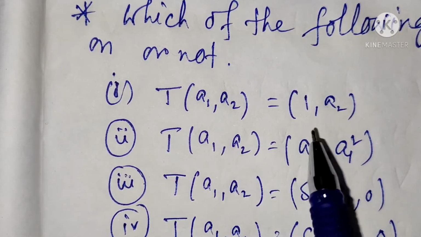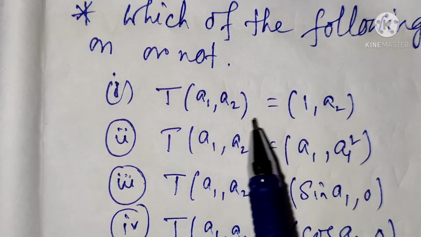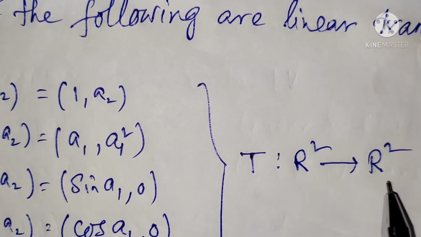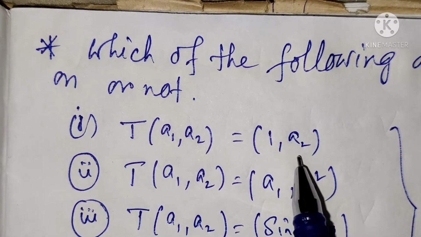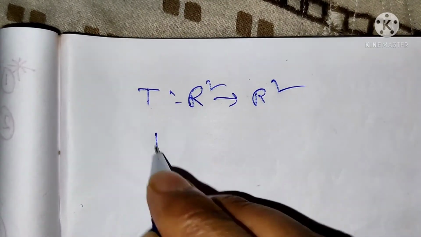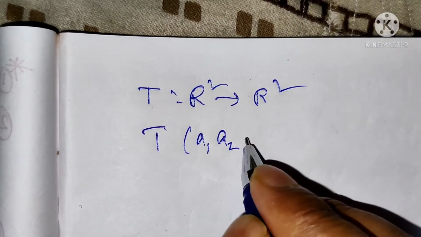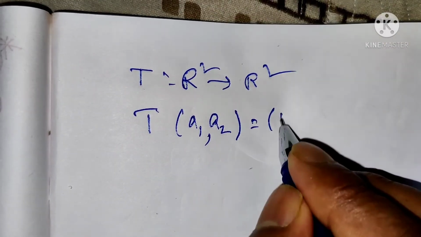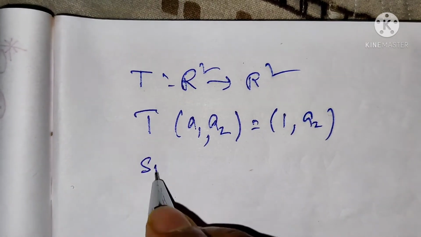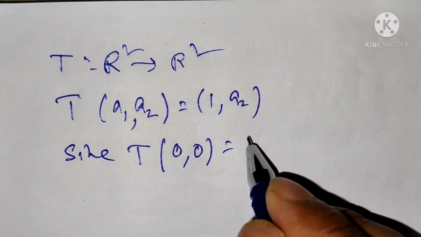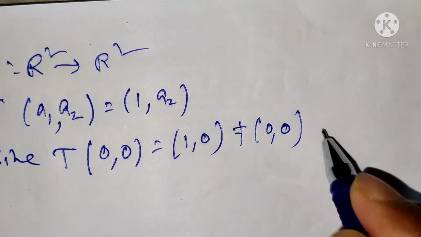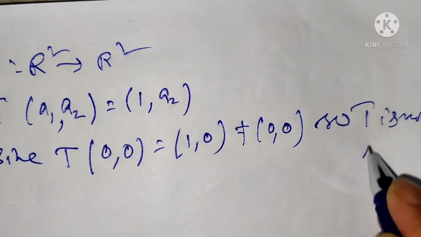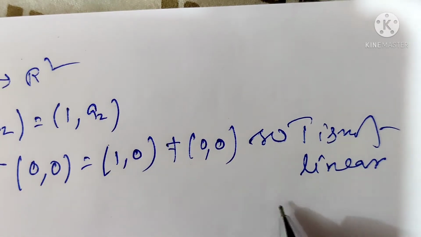Which of the following are linear transformations or not? First, T(a1, a2) equals (1, a2), where T maps R square to R square. We check whether T(a1, a2) equals (1, a2) is linear or not. Since T(0, 0) equals (1, 0), not equal to (0, 0), T is not a linear transformation.